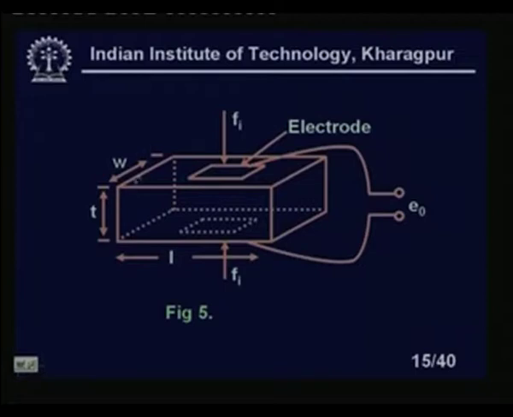The dimensions you see: the width of the crystal is W, its thickness is T and its length is L, right. So, we have two electrodes, one on this side and another on this one. We are taking out this voltage U. So, we applied force Fi across these plates, right.